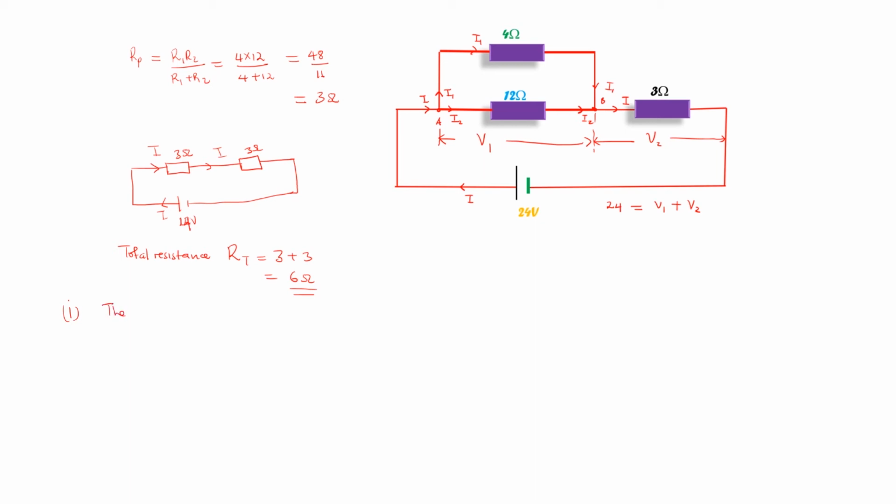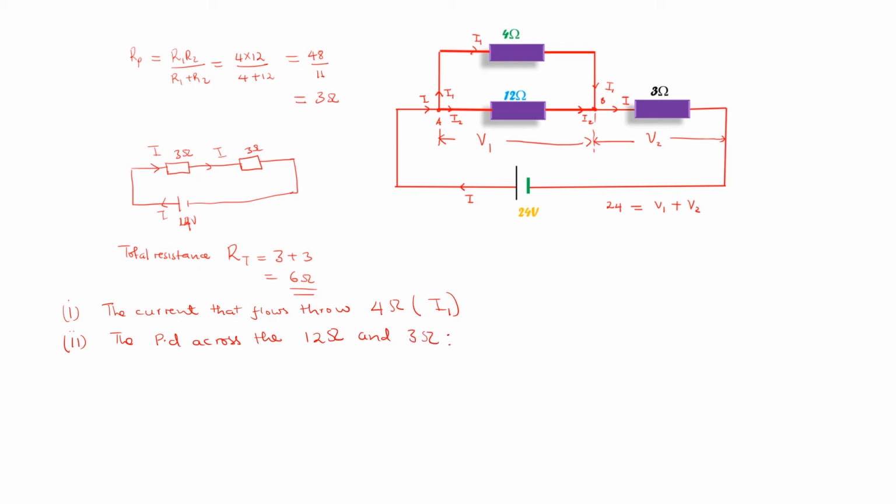For some questions you can be asked to calculate, for example, the current that flows through the 4 ohm resistor. In that case they are asking you to calculate I1, and one can also ask you to calculate the PD across, for example, the 12 ohm resistor and the 3 ohm resistor.